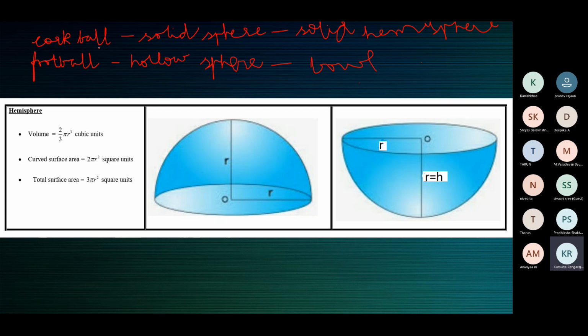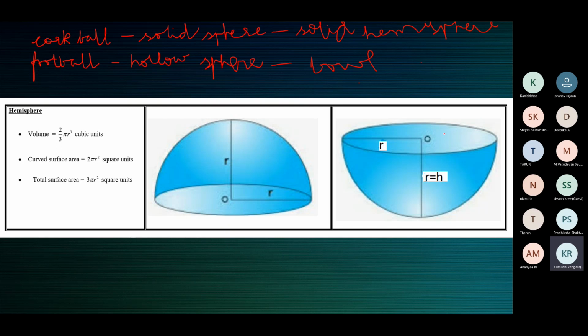And half of a cork ball is what you see here. What you see here is the representation of half of a cork ball. So it's a solid hemisphere. What you see here is a solid hemisphere. That means the top is also covered.